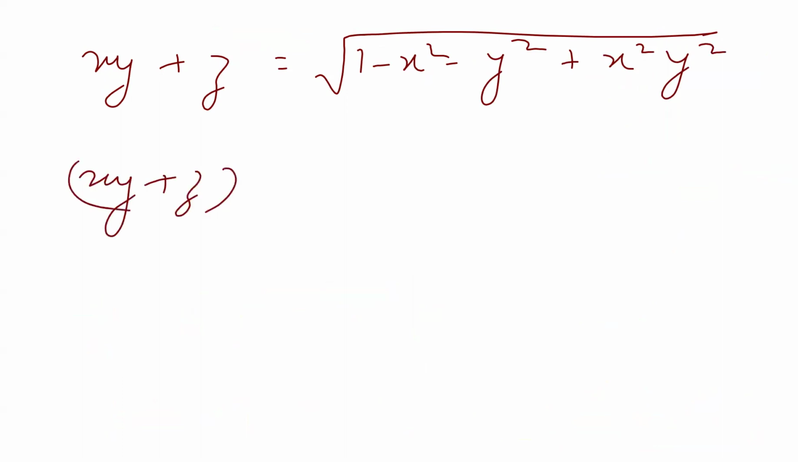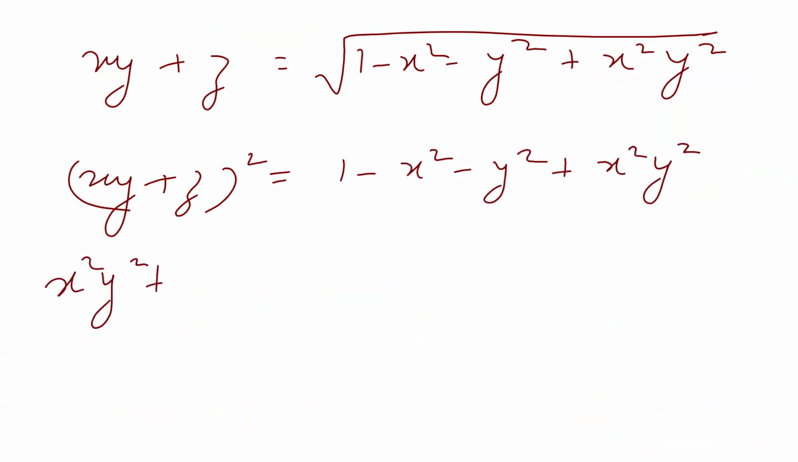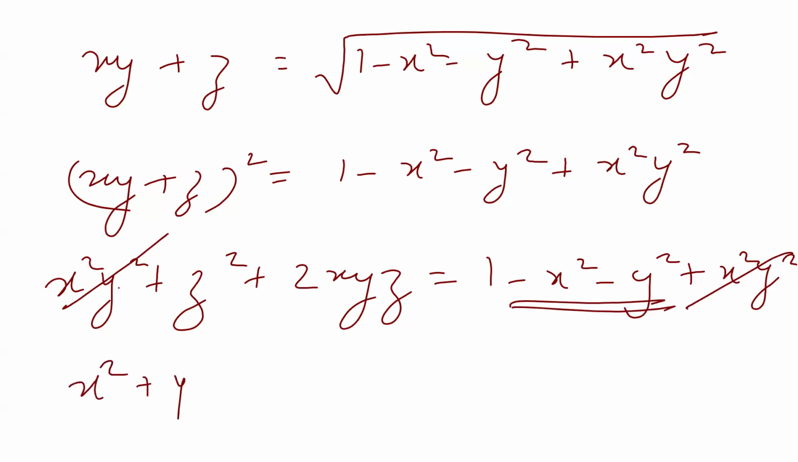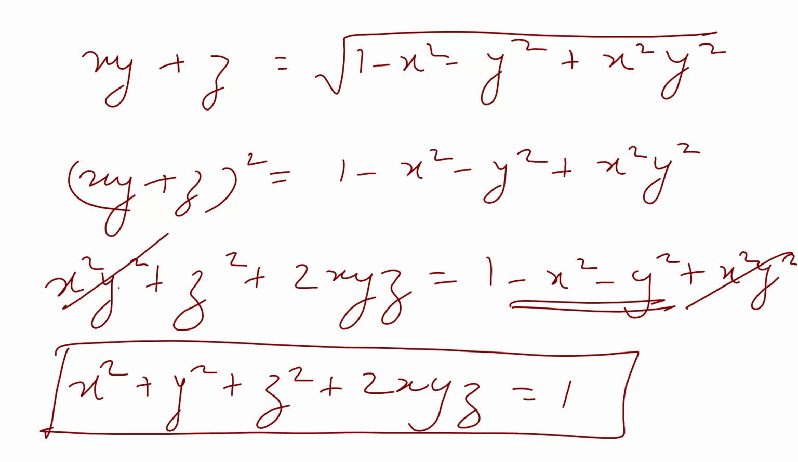Squaring both the sides to eliminate the root. So x square y square plus z square plus 2xyz is equal to 1 minus x square minus y square plus x square y square. X square y square is getting cancelled on both the sides. Take these two underlined terms on the left hand side and you will get the desired result. So this is your final problem statement: x square plus y square plus z square plus 2xyz is equal to 1.